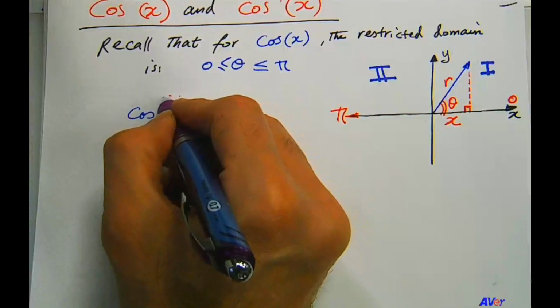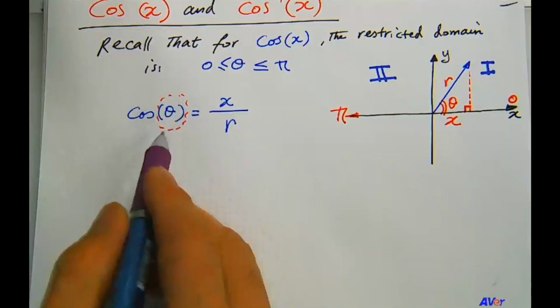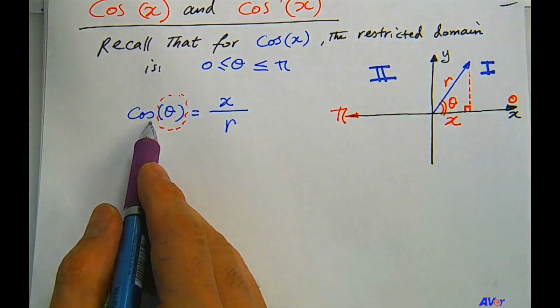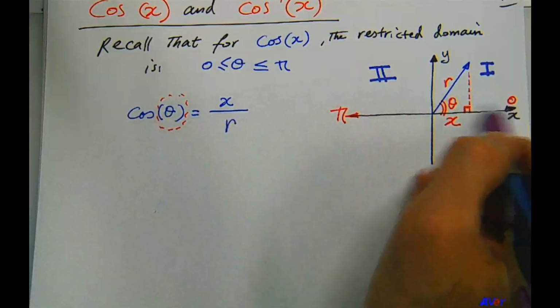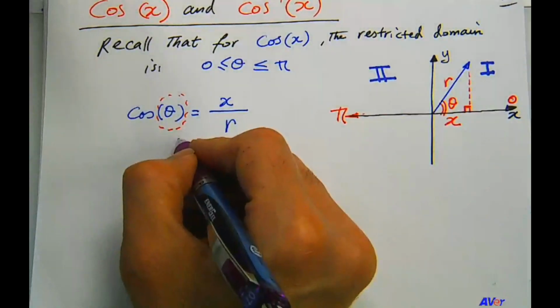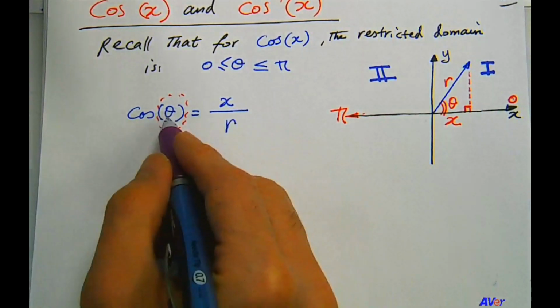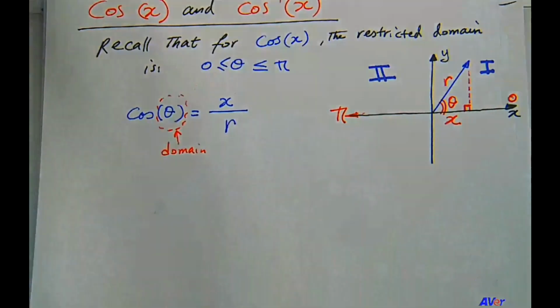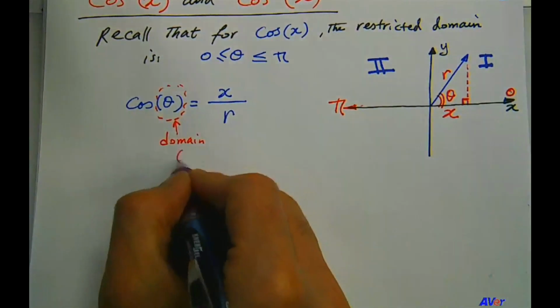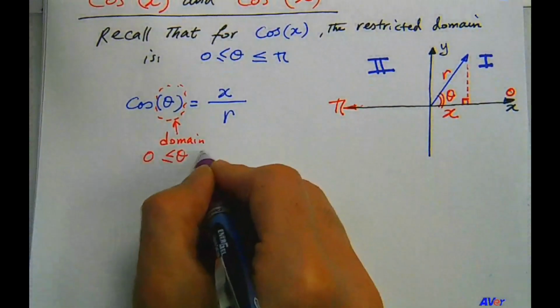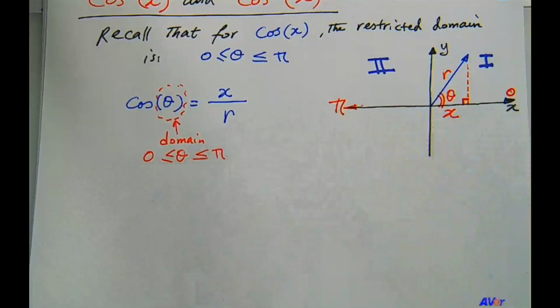So this would represent the domain of the cosine function, right? The one that is restricted from 0 to pi. So this would be the domain. I mean, the theta is part of the domain. It's not the domain, it's part of it. And so theta is going to go from 0 to pi, as we've been discussing.